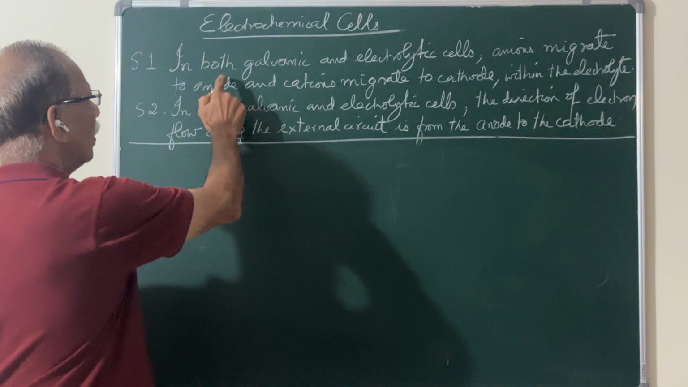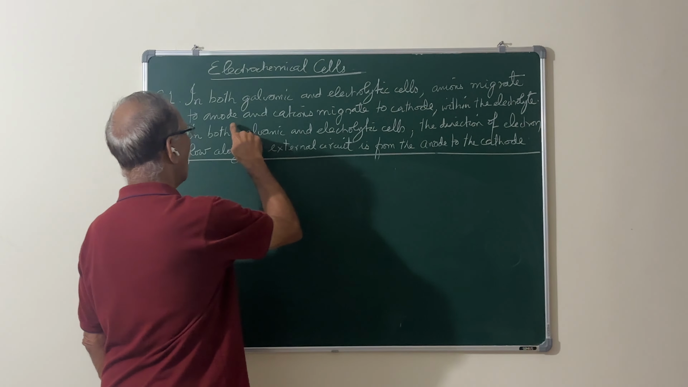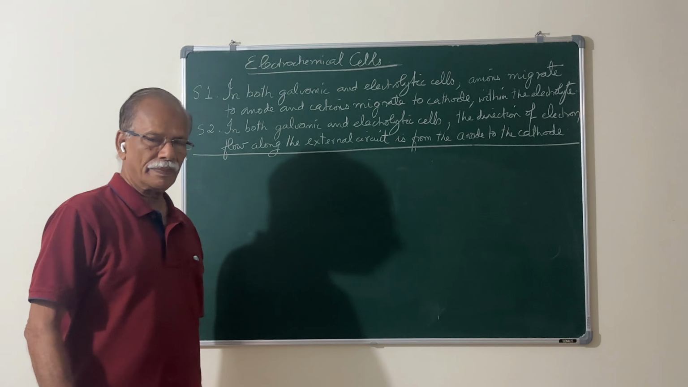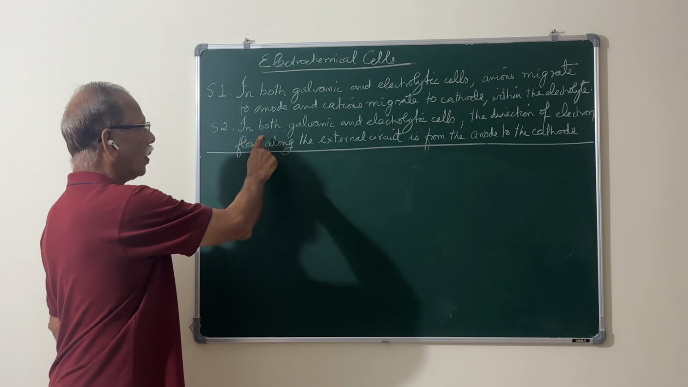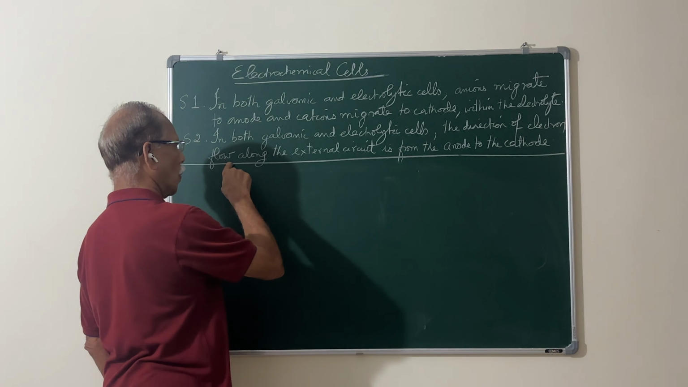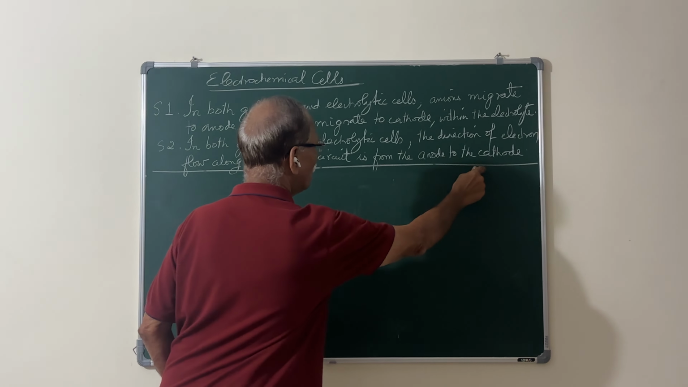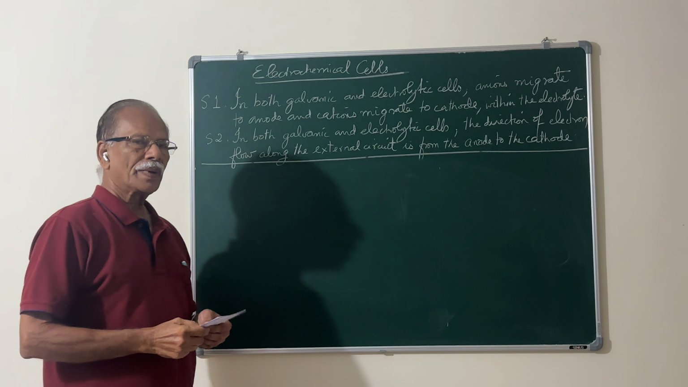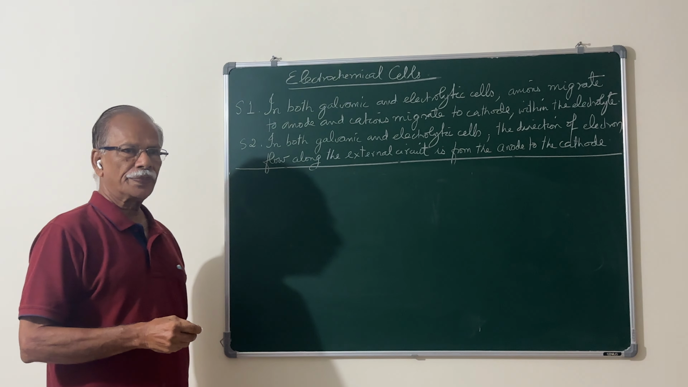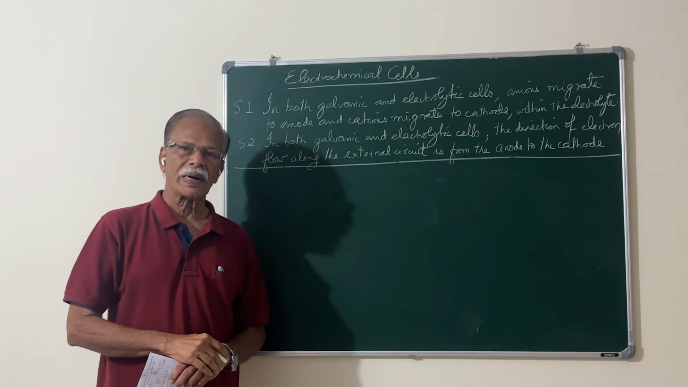Statement 1. In both galvanic and electrolytic cells, anions migrate to the anode and cations migrate to the cathode within the electrolyte. Statement 2. In both galvanic and electrolytic cells, the direction of electron flow along the external circuit is from the anode to the cathode. From among the usual options for statement questions, the correct option for this particular question is both statements are correct.